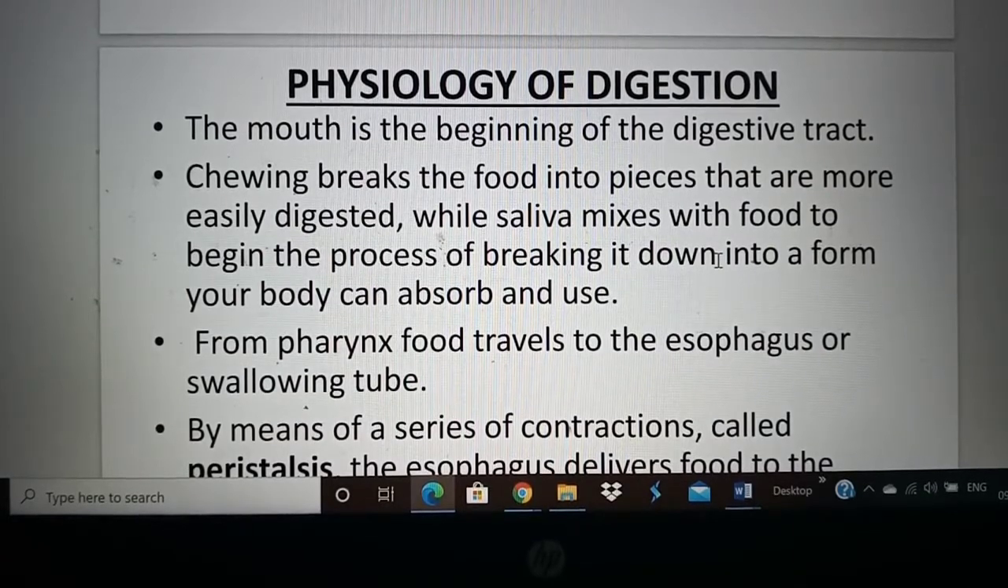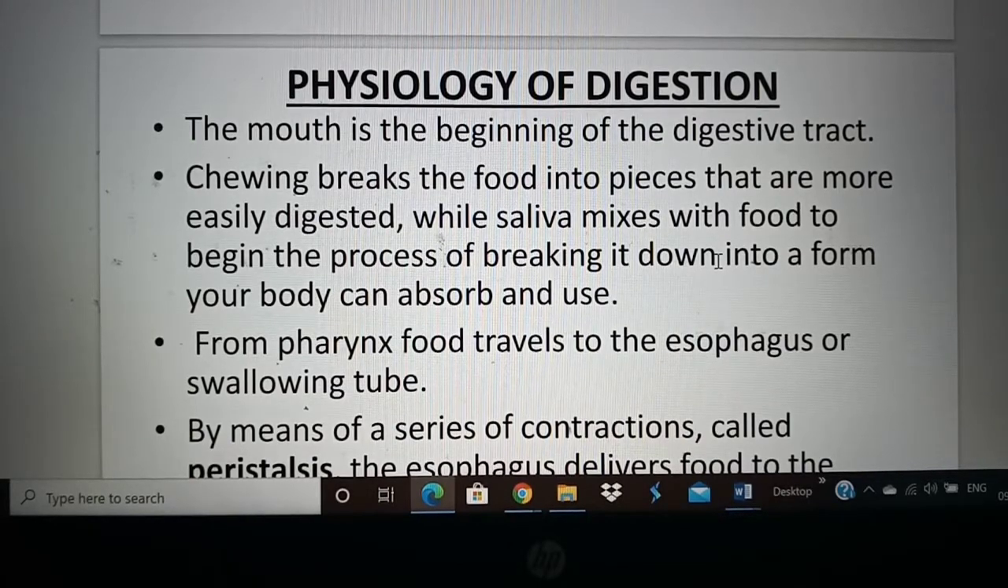Now we'll go on to the physiology of digestion. The mouth is the beginning of the digestive tract. Chewing breaks the food into pieces that are more easily digested, while saliva mixes with food to begin the process of breaking it down into a form your body can absorb and use.